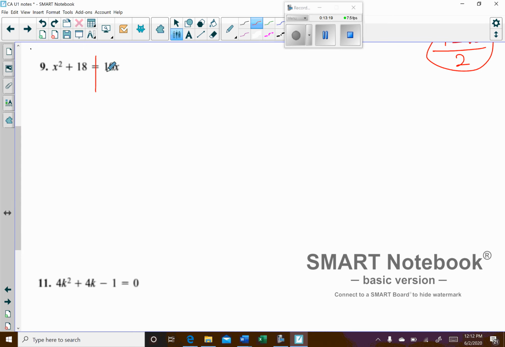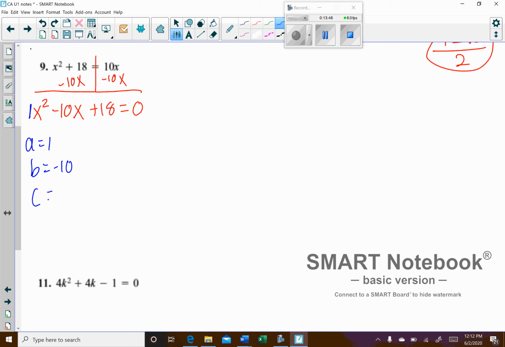All right, so this one right here, I'm going to go ahead and subtract 10x from both sides, and I want to make sure I keep these in descending order of powers. So the x squared will go first, then I'll put the minus 10x, and then I'll put the plus 18, so I can keep everything in order here. Okay, and then my a value is understood as 1 in front, my b value is negative 10, and my c value is 18. So once again, we'll go ahead and write down our formula. At this point, you're probably somewhat memorizing it, which is good.